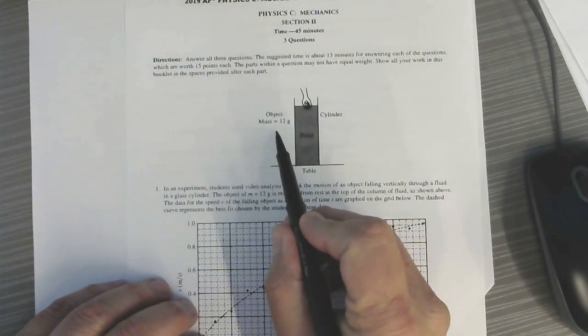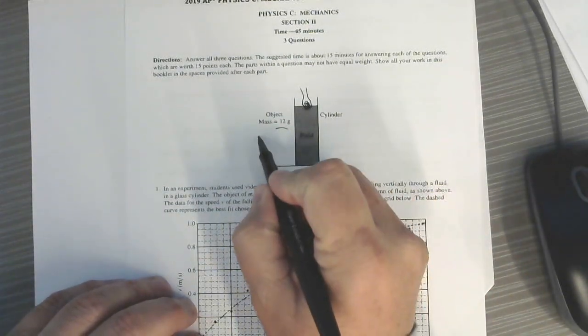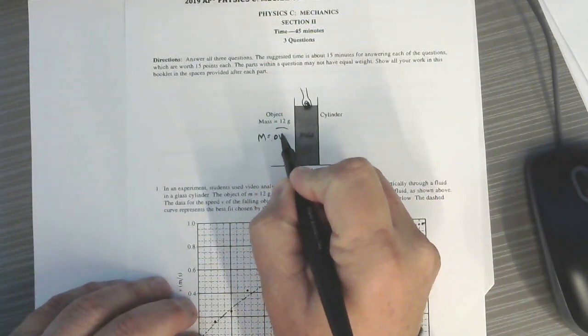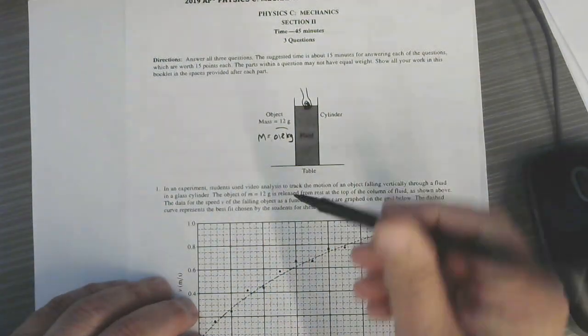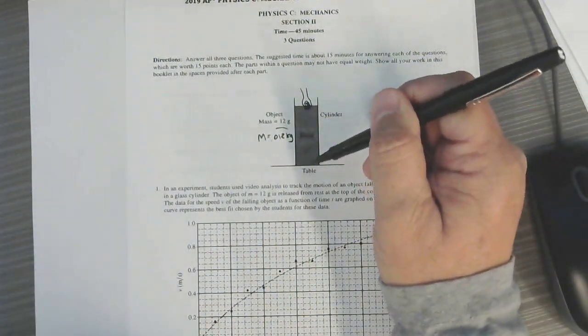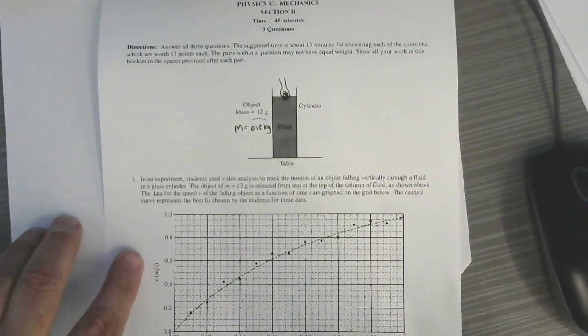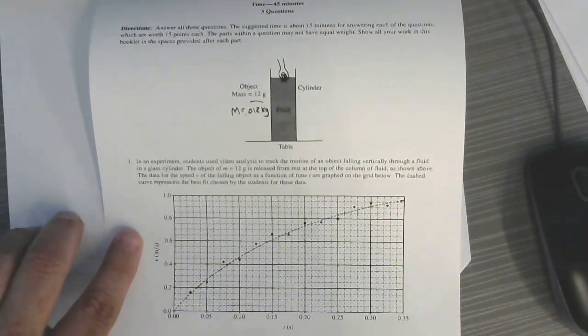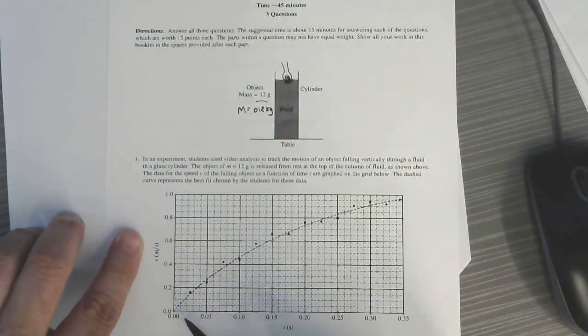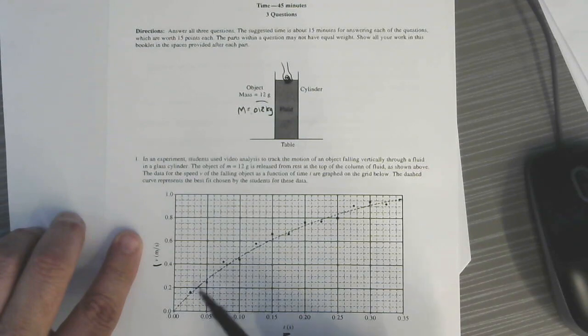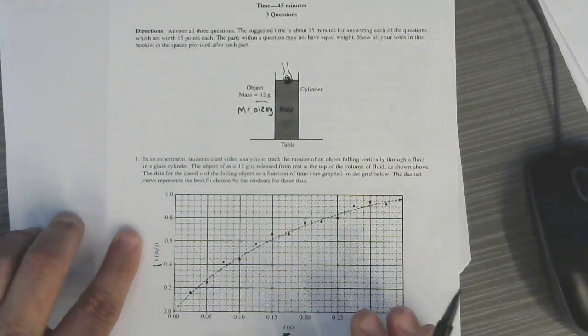They tell you the mass is 12 grams. That would be 0.012 kilograms. It's going to be dropped into a cylinder of fluid. And they give you a curve here. This is the velocity as a function of time, and it seems to be increasing like this. And they've drawn a best fit line on this thing already.